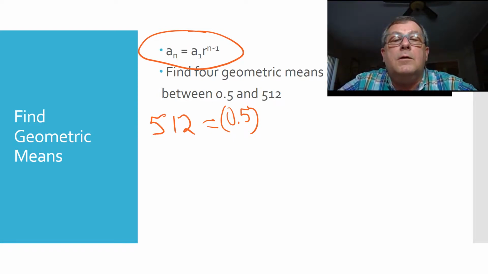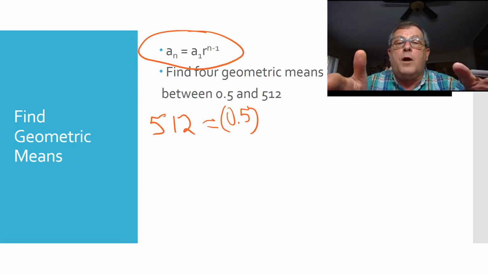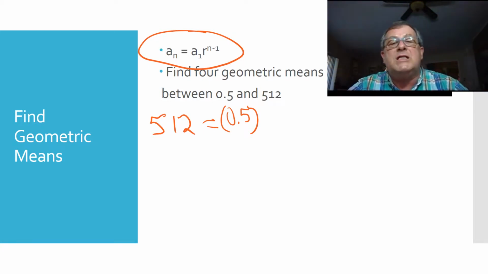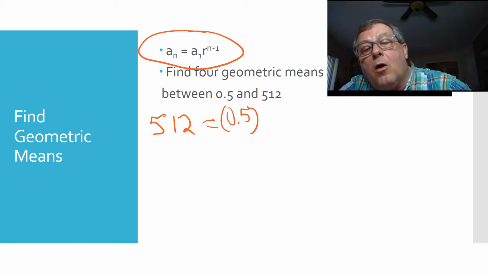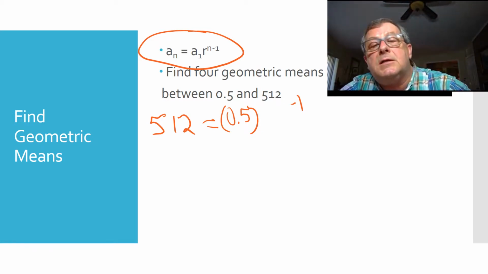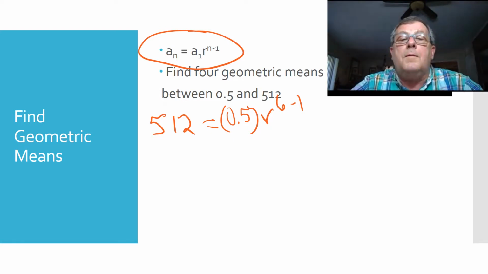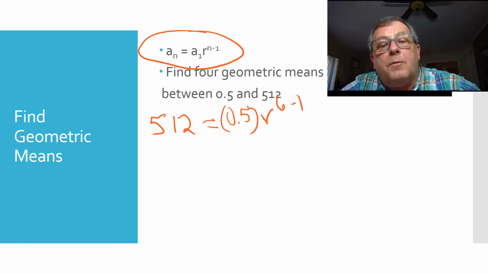What about n? Do I know n? Yes, I do know n. How do I know n? Well, I've got a first number, 0.5. I've got a last number, 512. That's an. I've got four numbers in between. 4 plus 2 is 6. And so r is raised to 6 minus 1. R raised to the power of 6? That's a 6. Doesn't look like it. Let's see. Oh, pitiful. R to the 6 minus 1. Okay, let's go ahead and start plugging and chugging.